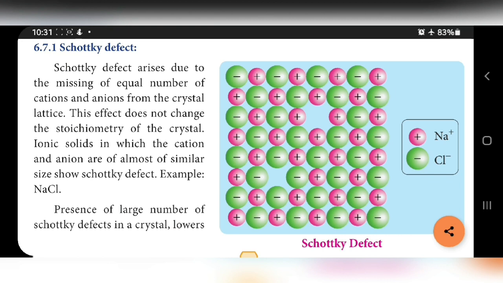Next important point: ionic solids in which cation and anion are almost similar in size. This defect exists in ionic solids which contain cations and anions of almost similar size. In that type of ionic solids only, this type of defect exists.